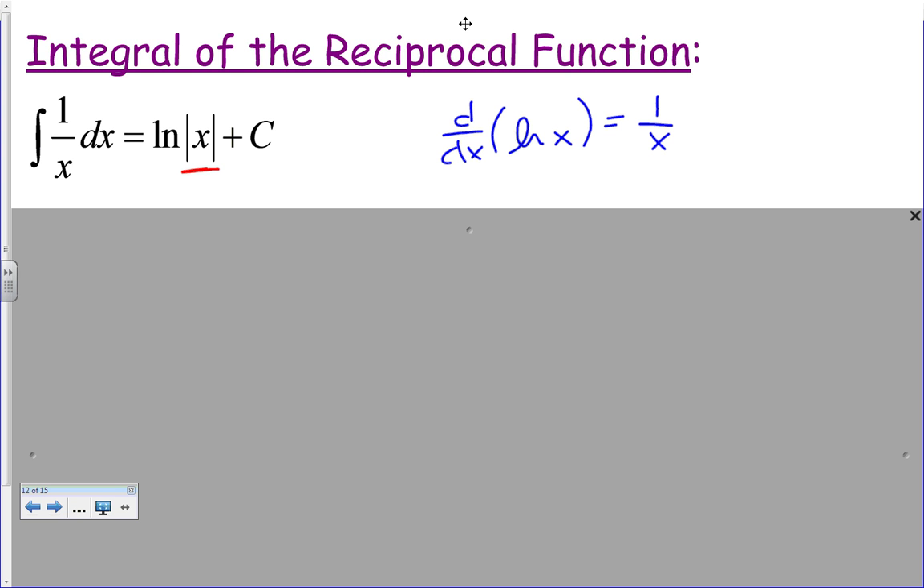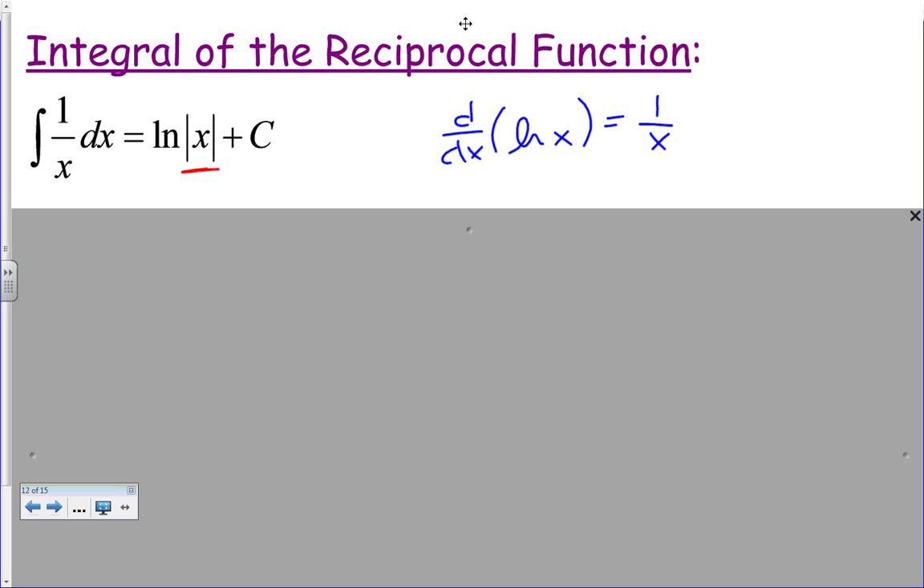The domain of natural log, of course, is only defined for positive values of x. We define the function ln of x for values of x greater than 0. But 1 over x, the reciprocal function, is defined for all x except 0. So that's where our issue is coming in, and why we don't end up with just natural log here. It's the natural log of the absolute value. Do not forget that. It's got to be put into the problem. It's got to have the absolute value function.